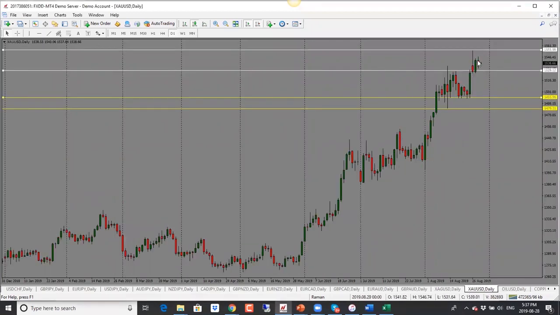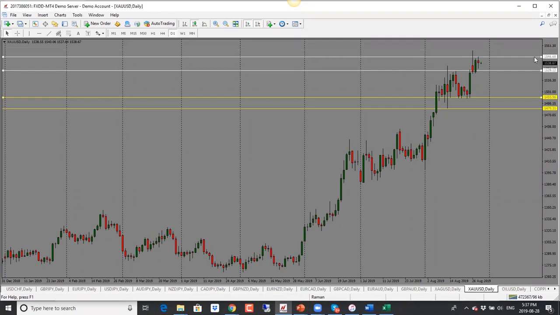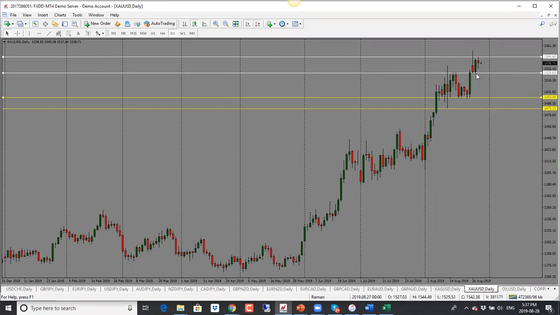Gold here, gold is neutral. It's just been trading sideways here. And today's candle has some bearishness in it. So this one could drop back towards the bottom here, support level at 1525.65 here. So I would say neutral bias here.